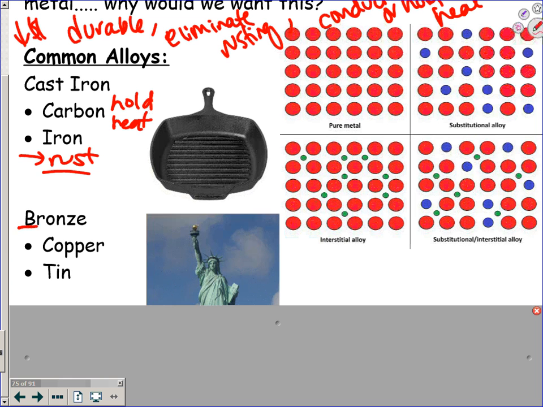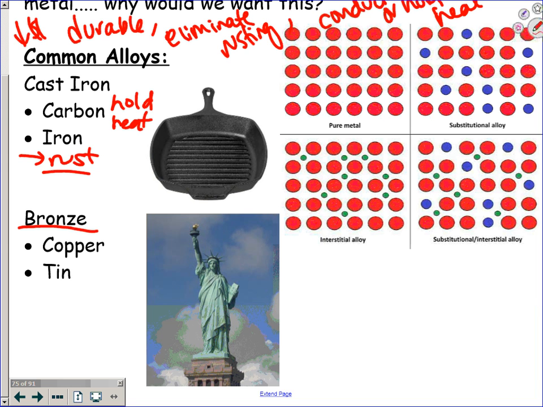Bronze, which the Statue of Liberty is technically made of. What's on the outside of her? Paint. What's this, the green stuff? Copper. Bronze. Tin. It wasn't green. Patina. Okay. Paint. All right, come back to me.